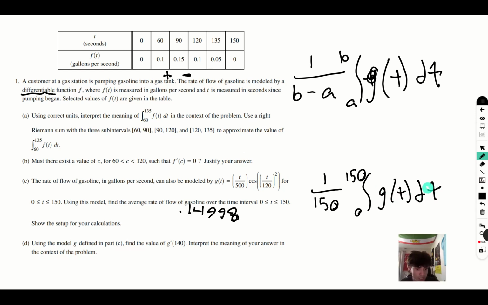And now part D is asking you to use the model g defined in part C to find the value of g prime of 140. So once again, you can use your calculator for this. You're going to go math 8, that's where the derivative is, d/dx, and then you put in the same equation of g. And a simpler way you could have done this is to set your equation as y1 so you don't have to type it in twice. Unfortunately, I forgot to do that, so I'm going to type it in again.